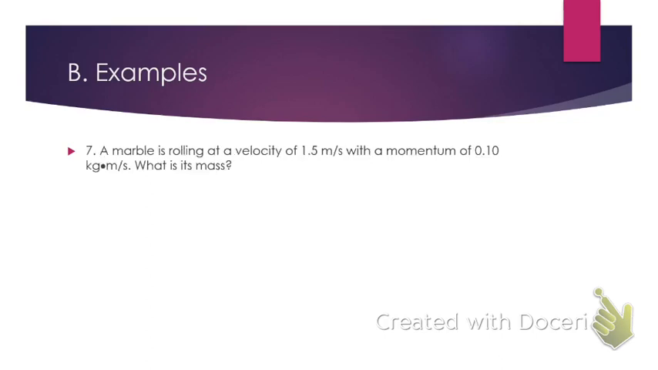So jumping ahead to example 7, we have this marble. It's rolling at a velocity of 1.5 meters per second. So right off the bat, I know in this example that for my K, I have a velocity of 1.5 meters a second. And then it says it has a momentum. Remember, momentum is the variable P, not M. And that is going to be 0.1, and the unit there is kilogram meter per second. And it asks, what is its mass?